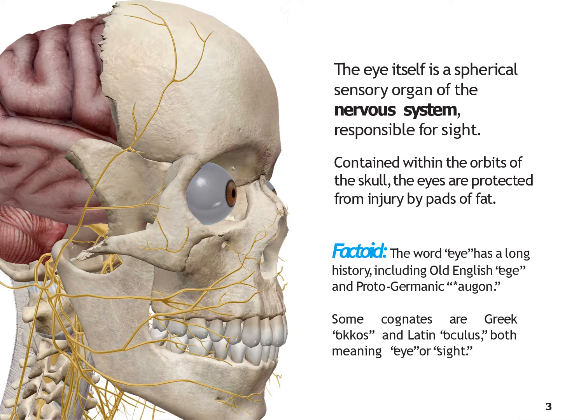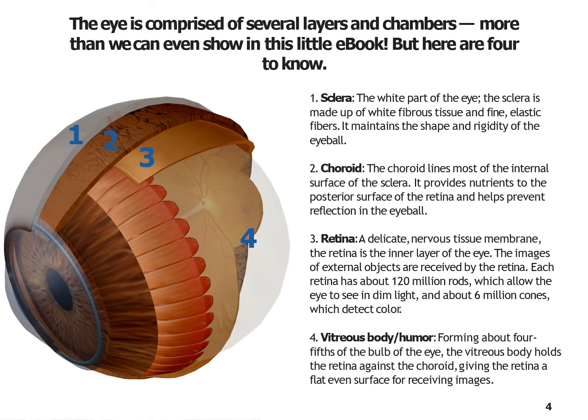The eye itself is a spherical sensory organ of the nervous system, responsible for sight. It is contained within the orbits of the skull. The eyes are protected from injury by pads of fat. The eye is comprised of several layers and chambers, more than we can even show in this little ebook. How about that? But here are four that you need to know.